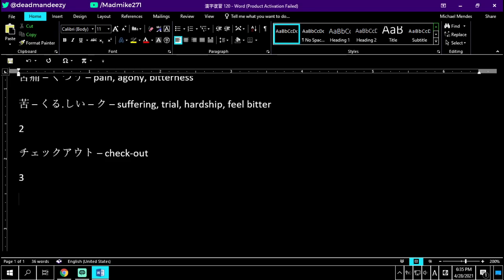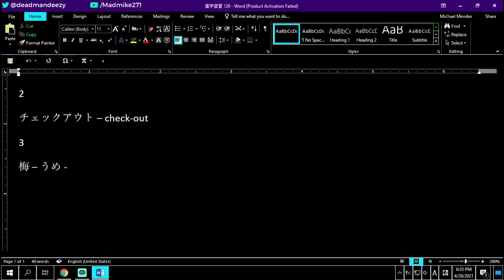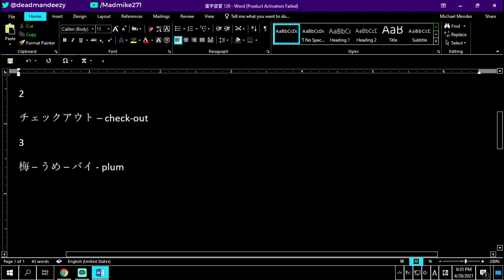Number three. Right along. Ume is our kunyomi. Our onyomi is going to be bai. And this is a plum. Plum is an ume. On the left side we have a tree, and on the right side, we have every. So every tree is a plum tree. I'm not sure why. Maybe there were a lot of them in ancient Japan.